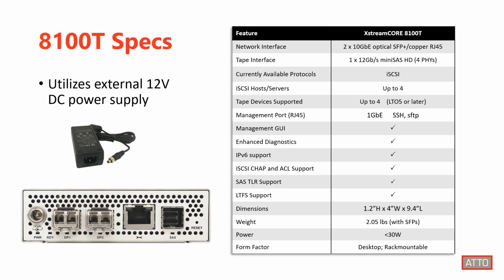There is a single 1 gigabit Ethernet management port which you can use to access the firmware management utilities either via SSH or our web GUI via HTTPS. Within these management tools, you can modify IP, iSCSI, or other network settings to configure the 8100T for your environment, as well as access our enhanced diagnostic tools.